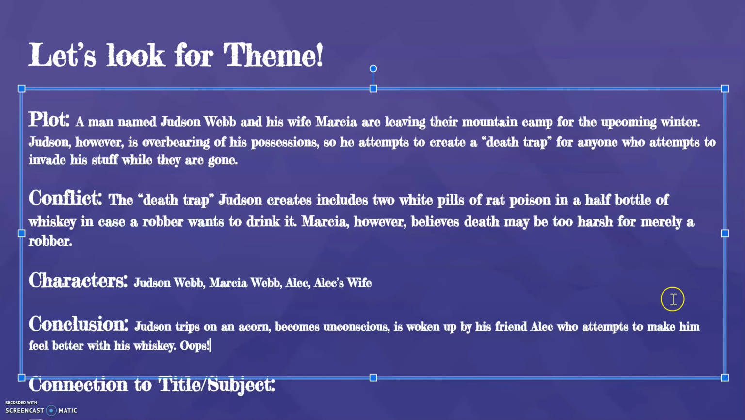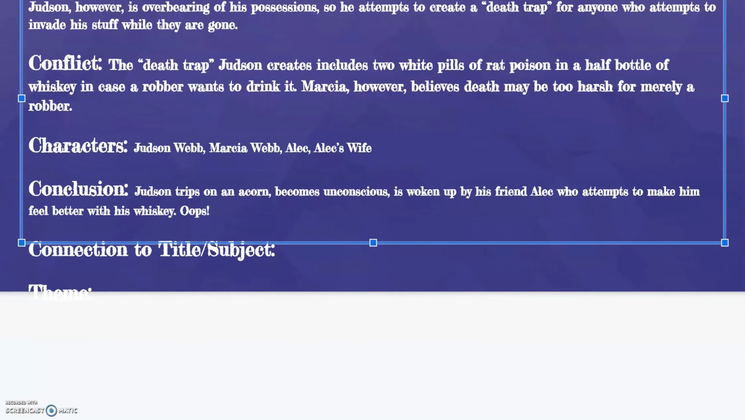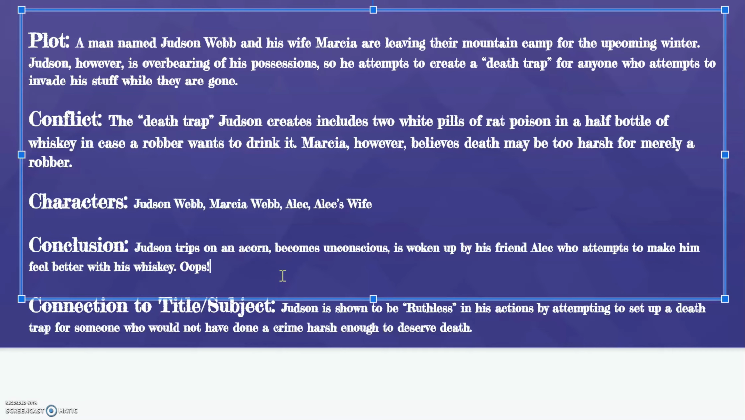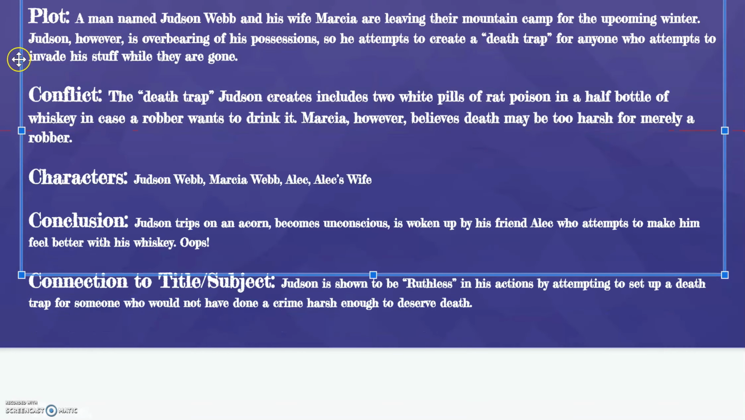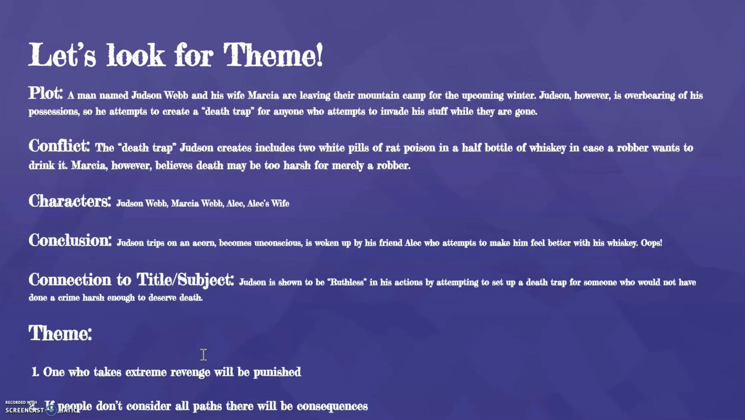And lastly, the last thing before we're looking for the theme, of course, is the connection to the title/the subject. So, for the connection to the title, we know that the title is Ruthless, and this connects in the sense that Judson is shown to be ruthless in his actions by attempting to set up a death trap for someone who would not have done a crime harsh enough to deserve death. And of course, when we put it all together, we look for the theme.